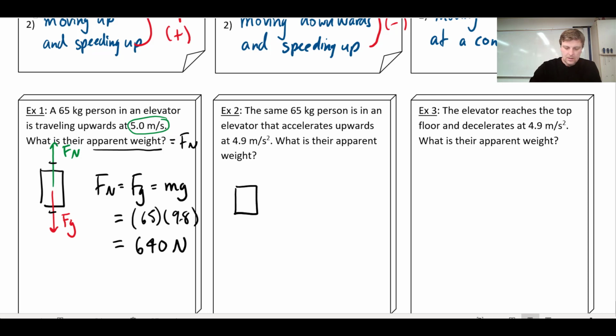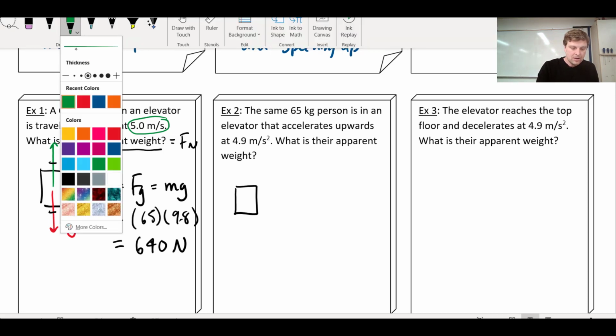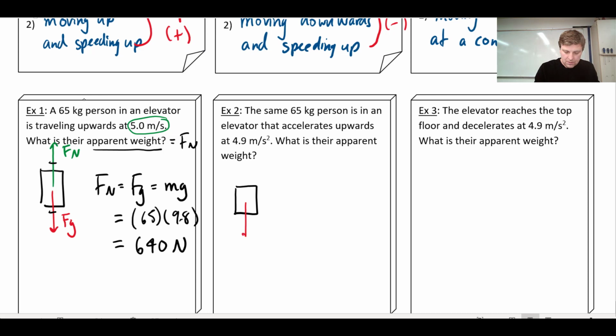Now in this case, this same person is now accelerating upwards at 4.9 meters per second squared. So what's their apparent weight? Now notice that compared to the first question, the force of gravity in the first and the second question are going to be exactly the same. That's still just equal to mg. So Fg equals mg. That hasn't changed. That's 640 newtons. So that's not going anywhere. But we're now accelerating upwards. So if we're accelerating upwards, then the normal force must be larger than the force of gravity. Otherwise, you wouldn't be able to accelerate upwards. If they're equal to each other, you're not accelerating.